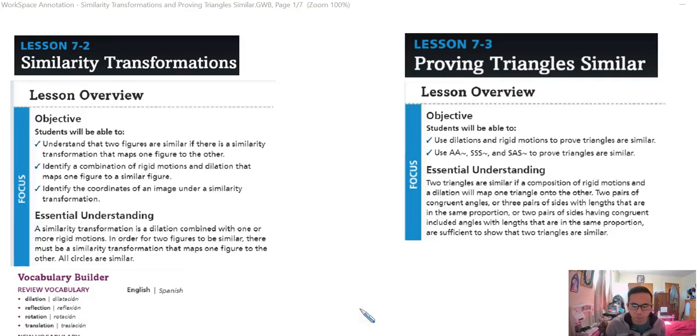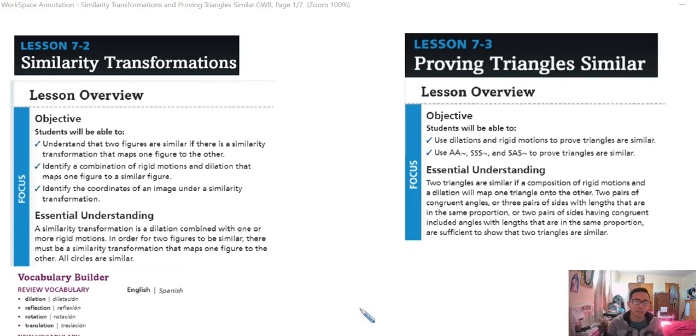In this video, we'll be learning about similarity transformations and proving triangles similar. Our objective for the first part is to understand that two figures are similar if there is a similarity transformation that maps one figure to another. Then we will identify the combination of rigid motions and dilation that maps the figure to a similar figure, and we have to identify coordinates of the image under a similarity transformation.